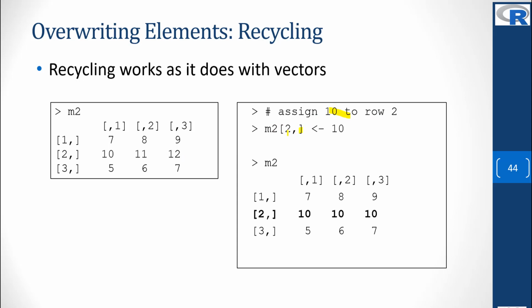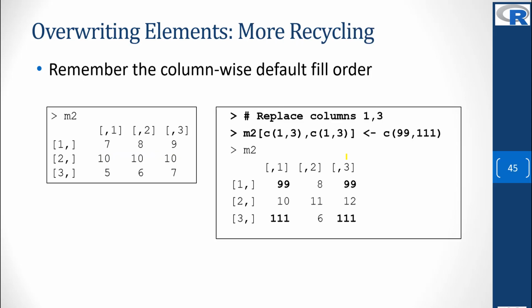And so we specify row 2, and by giving it a single value of 10, it's going to recycle that value across all the columns. So this 10, 11, 12 becomes 10, 10, 10 in our new matrix. So recycling works with matrices in a similar way that it works with vectors. Now remember that matrices fill column-wise by default.